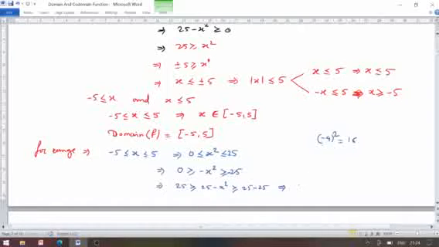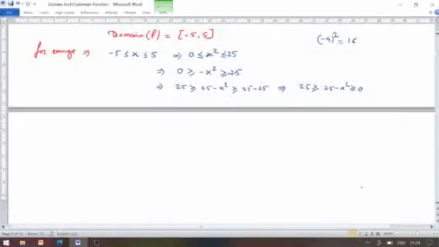So that implies 25 is greater than or equal to 25 minus x square, and that should be greater than or equal to 0. So we might write now the given inequation is of the form 0 is less than or equal to 25 minus x square, and that should be less than or equal to 25.